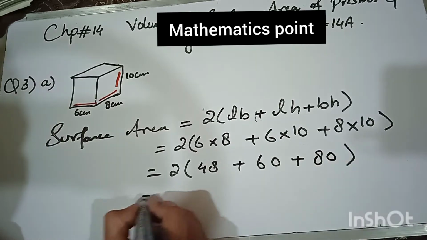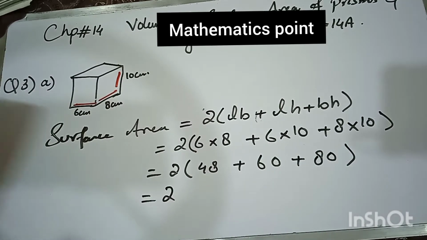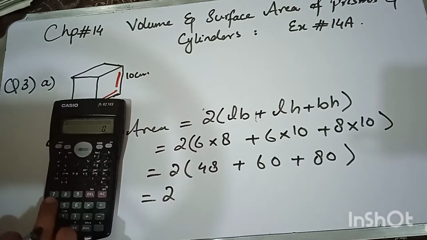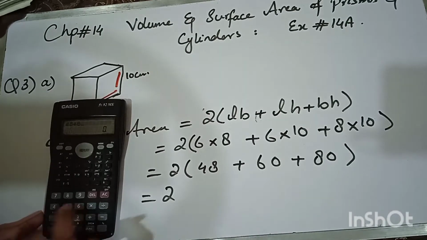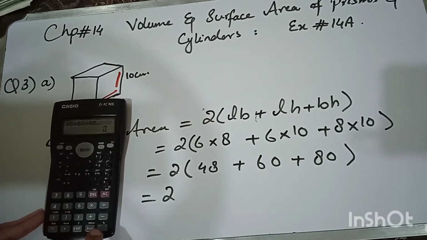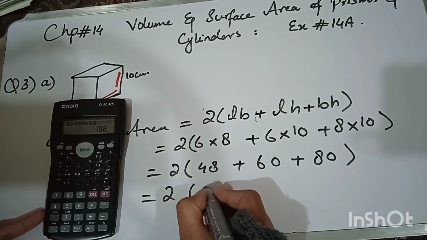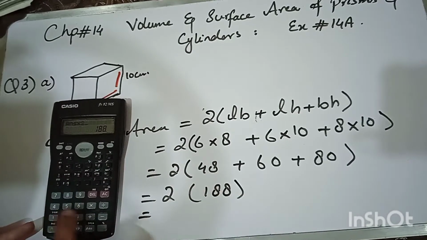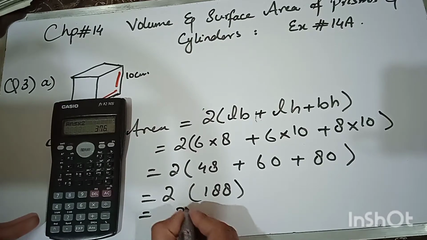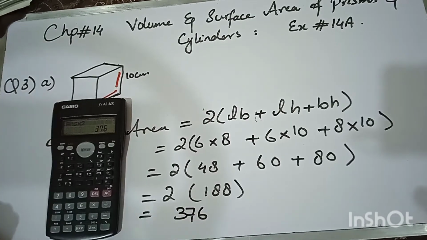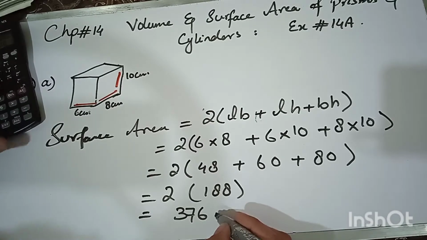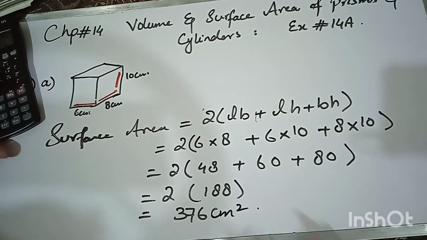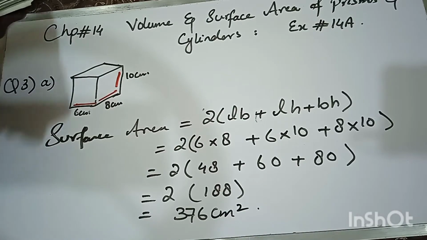Now we have to add up the terms inside the bracket, okay? Inside the bracket, add whichever terms there are. 48 plus 60 plus 80 is equal to 188. Now the 2 is multiplying with the bracket, so multiply it. That is 376. And the unit is centimeter square. So this is the surface area of question number 3 part A.